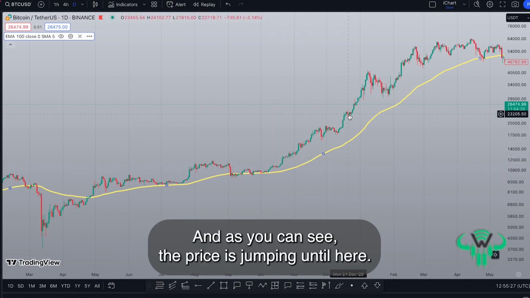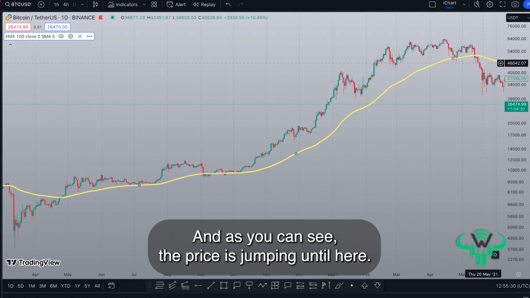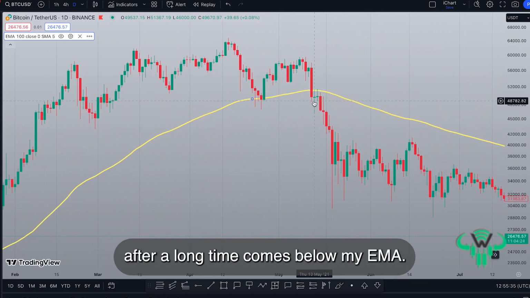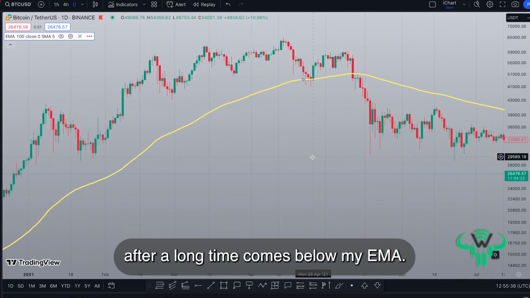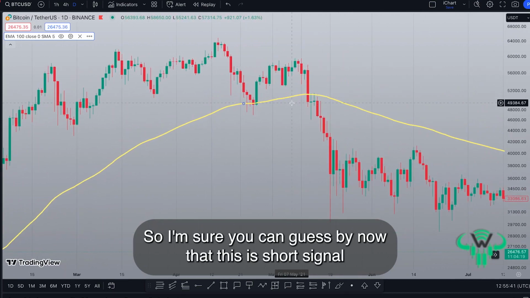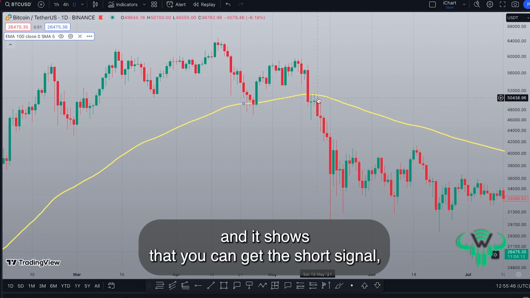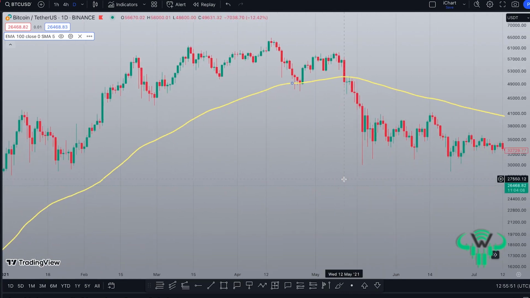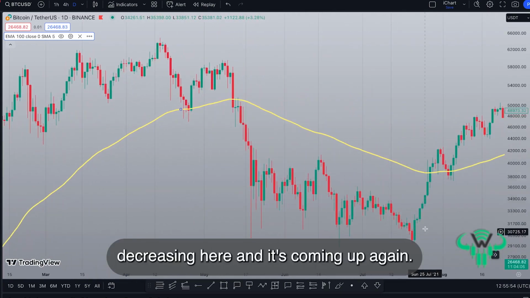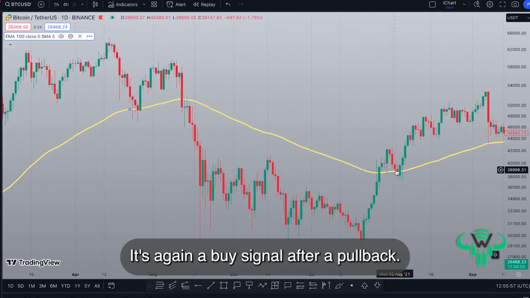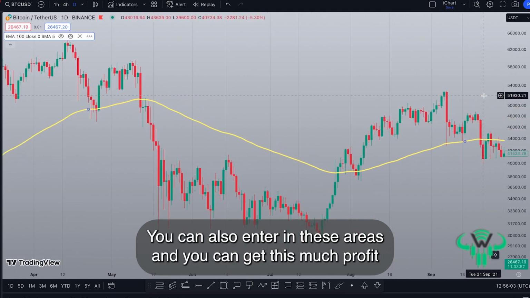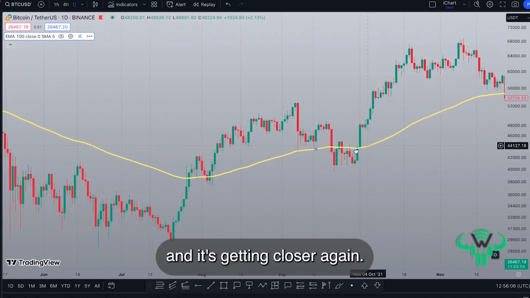And as you can see, the price is jumping until here, and this is the point where the price, after a long time, comes below my EMA. So I'm sure you can guess by now that this is a short signal. And it shows that you can get a short signal, but in spot trading. You can see that the price is decreasing here, and it's coming up again. It's again a buy signal. After a pullback, you can also enter in these areas, and you can get this much profit. And it's getting closer again.